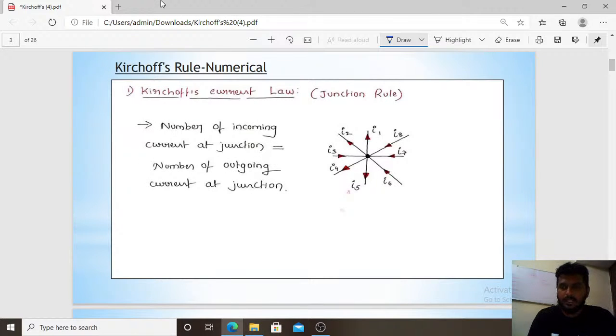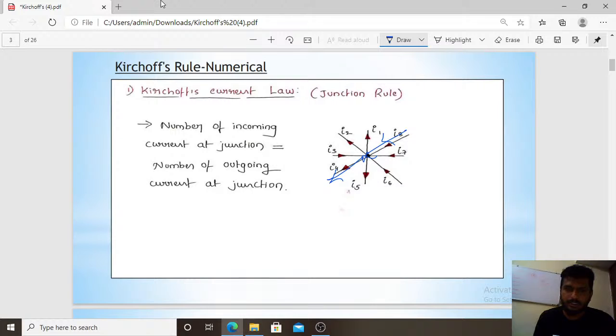We had a concept regarding Kirchhoff's current law in yesterday's session. I will give a small introduction and then directly go for the problem. It states that the sum of incoming currents at the junction is equal to the sum of outgoing currents at the junction. If this is the incoming current into the junction and this is the outgoing current from the junction, then I8 is equal to I4.